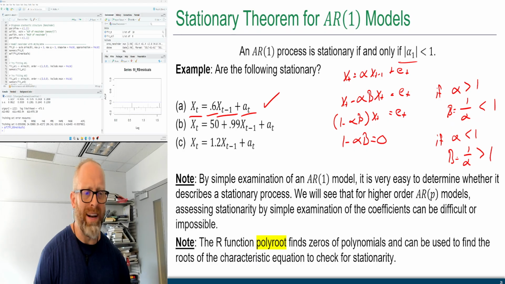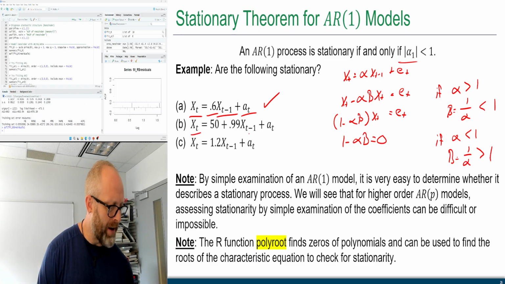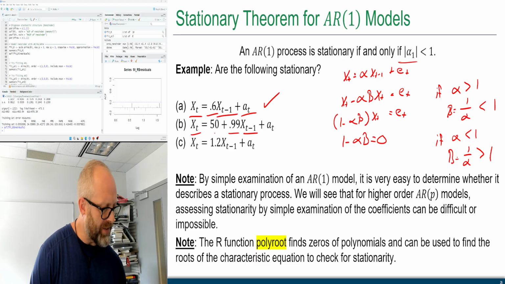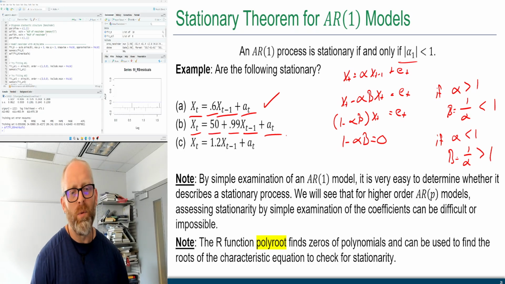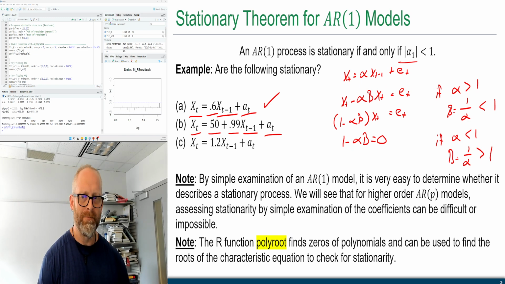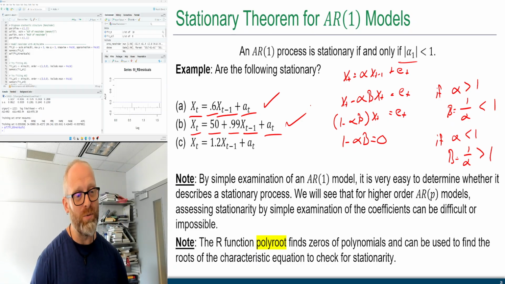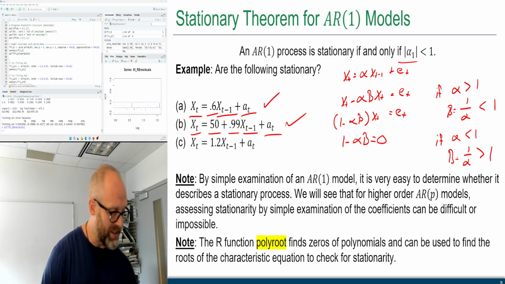What about my next one? I have x_(t-1), and I'm multiplying that by 0.99. Okay, so that's less than 1. But I have this 50, and I have a_t. Well, I know a_t is fine. That's my randomness. What about that 50, though? I can think of it as just shifting that randomness by 50. Doesn't change anything. It's still dependent completely on what my alpha is. My alpha in this case is 0.99, stationary. What about my next one? Well, obviously 1.2, that's greater than 1, so this is not stationary.